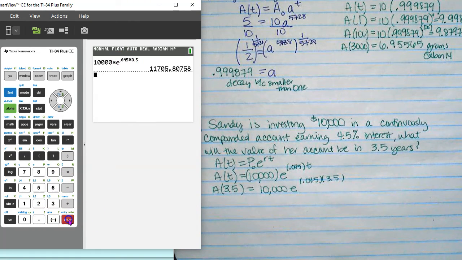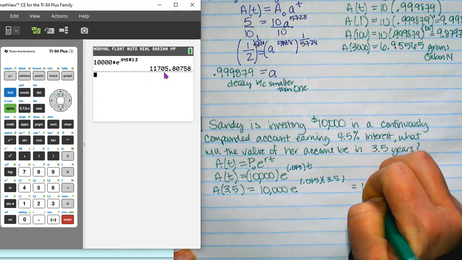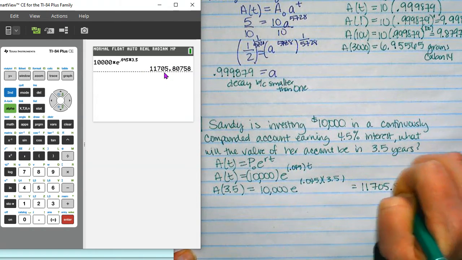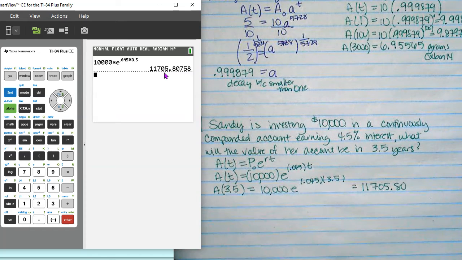0.045, 3.5 years. And at the end, she would have made $1,705. So her total is $11,705.80. You would, in mathematics, round up to this 81, but the bank's not going to give you that penny. So you round down with numbers. I would count either correct on a math test, but realistically speaking, the bank's not giving you that 3 cents. You've got to earn it.